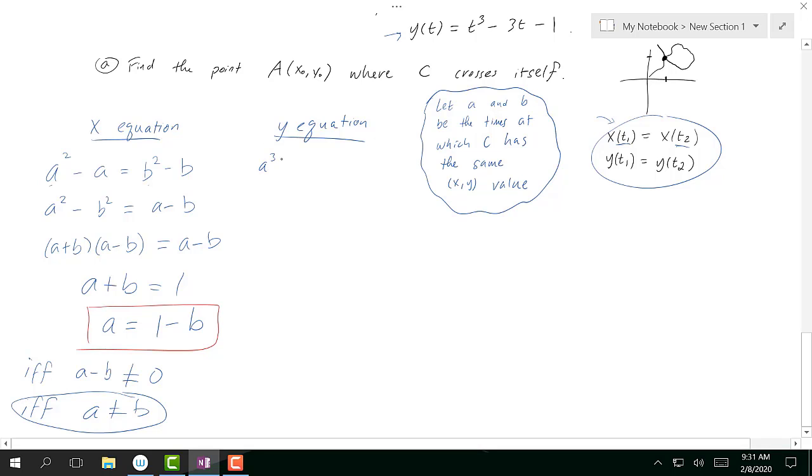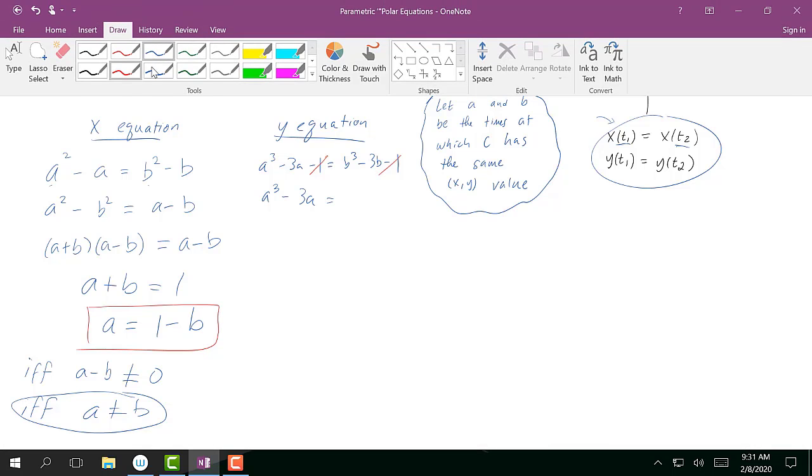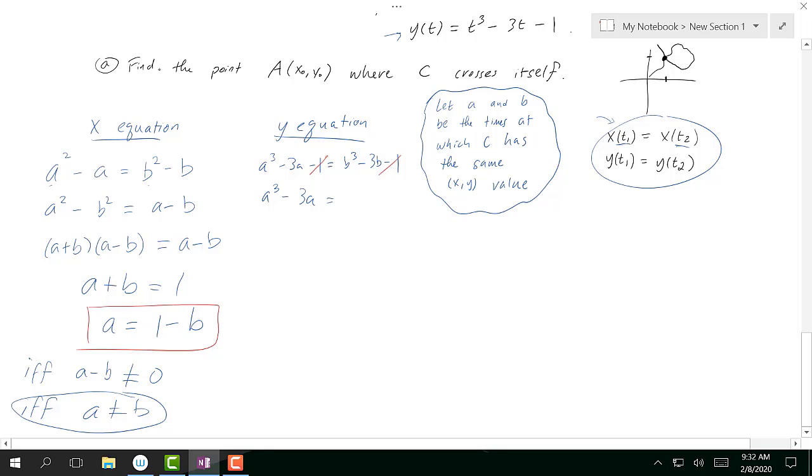All right, so we're going to get a cubed minus 3a minus 1 equals b cubed minus 3b minus 1. And so this one is a little bit tricky if you're just seeing it for the first time. What's happening here is that the minus ones on both sides can cancel out, because those are the only terms common on both sides of the equation. So we get a cubed minus 3a is b cubed minus 3b.